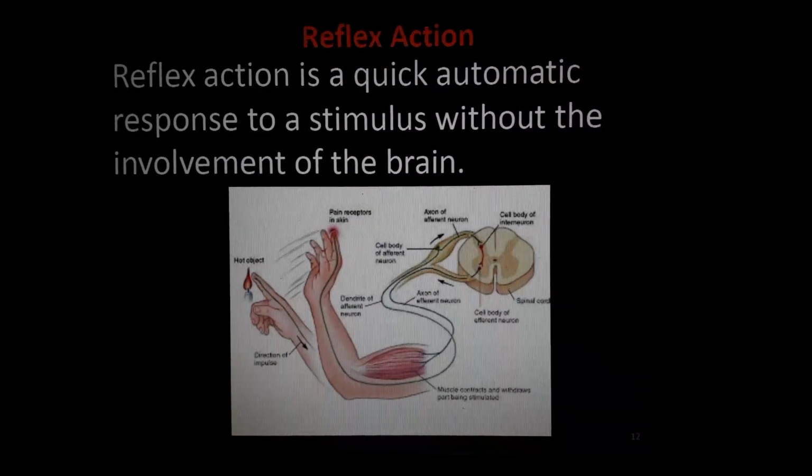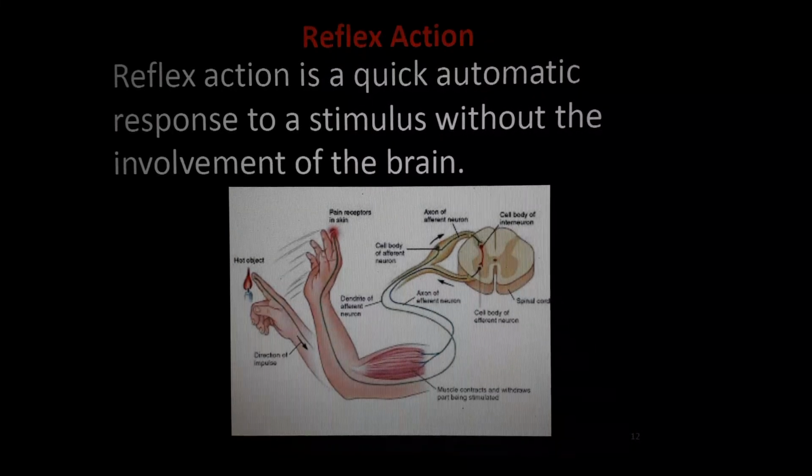In reflex action, what is happening? Actually, the messages during reflex action are not reaching the brain. Actually, they are reaching the brain, but before that, the spinal cord is taking the decision. Understand? What is the spinal cord acting like? If the brain is the principal of a school, the spinal cord is the class teacher. Imagine the body is the class, the spinal cord is the class teacher, and the brain is the principal of the school.